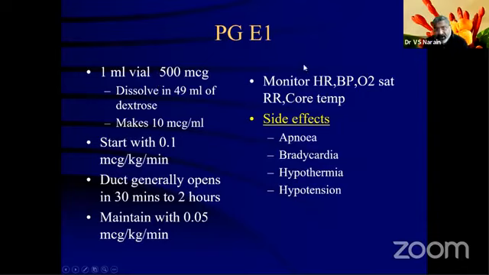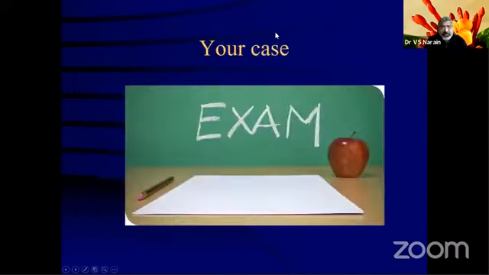And you have to be very careful with the heart rate, blood pressure, saturations, and core temperature, because you can have prolonged apnea requiring ventilation. You can have bradycardias, you can have hypothermia, and flushing, and hypotension. So all these are side effects we should be very careful about when you give a PGE1 to keep the PDA open.